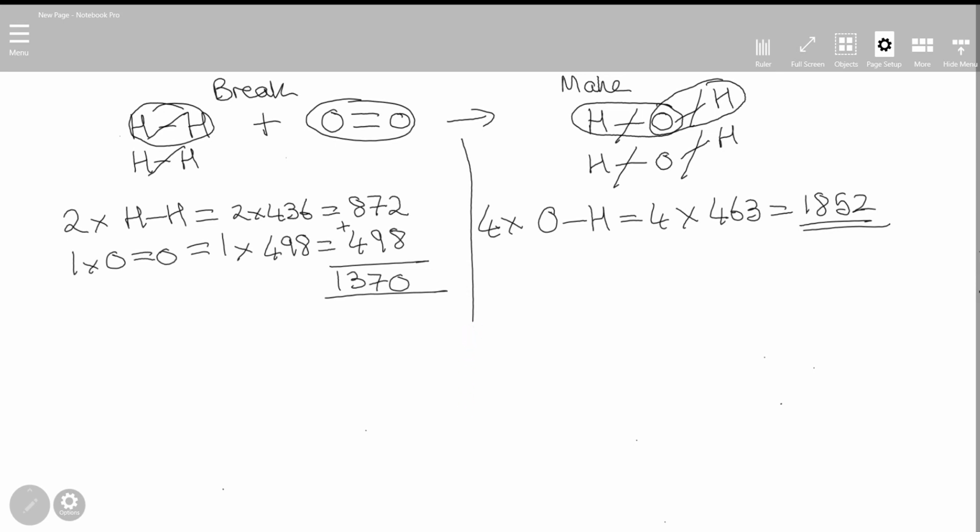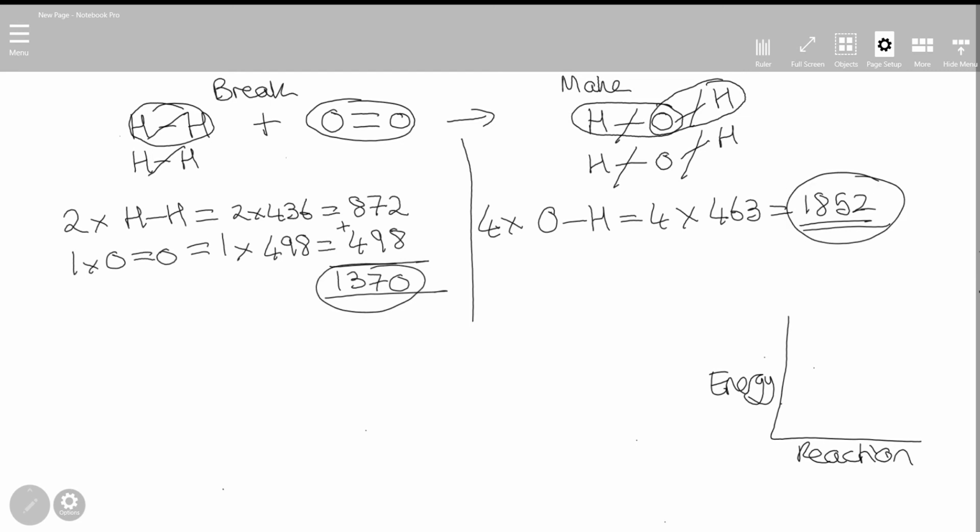So the final bit is to work out that overall energy change, because remember we're referring back to this energy profile diagram where you've got your progress of reaction at the bottom and energy at the side, and we're trying to work out whether more energy is given out overall or more energy is taken in. Well, simply looking at the numbers, you can tell already that more energy is being given out because this number here is bigger than this number here.